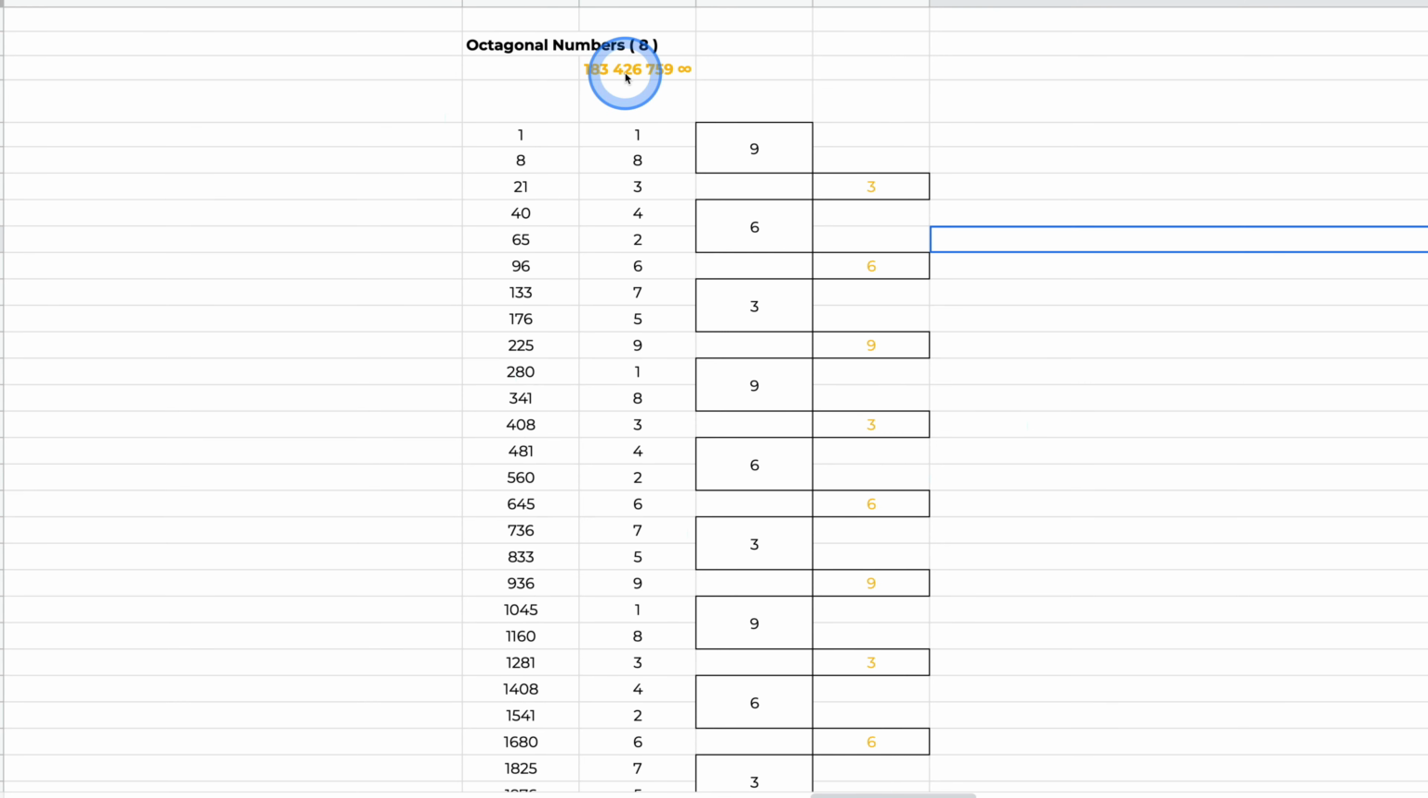With octagonal numbers, we find this code: 183, 426, 759, repeats to infinity. And when we break it down between golden and regular numbers, 1 and 8 comes to 9, 3, 6, 3. So 963, 963, 963, and its equal opposite 369, 369, 369.